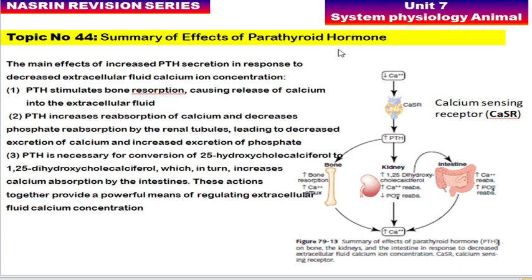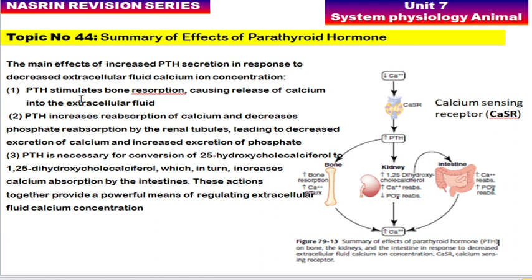Next, these are the summary effects of parathyroid hormone. The main effect of the increased parathyroid hormone secretion is in response to decreased extracellular fluid calcium ion concentration. So this PTH will be secreted only when the extracellular calcium concentration is decreased. First thing, it has an action on bone, kidney and intestine.